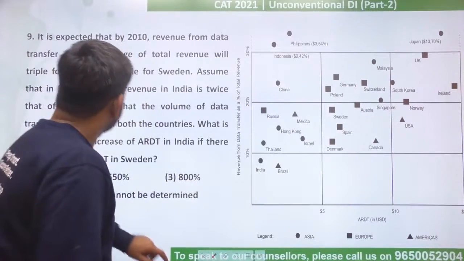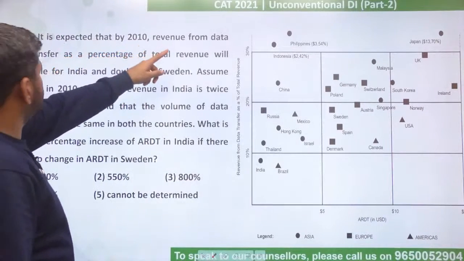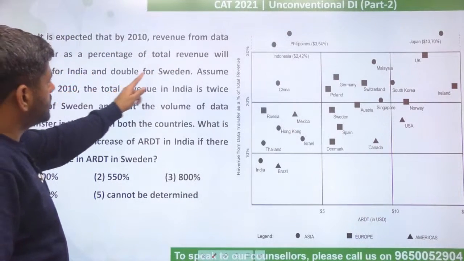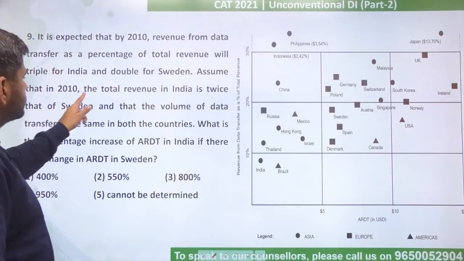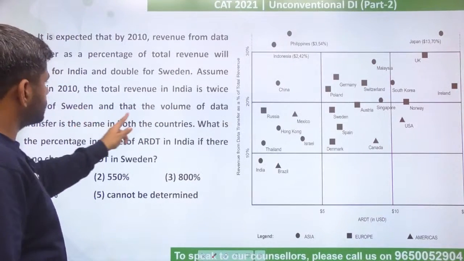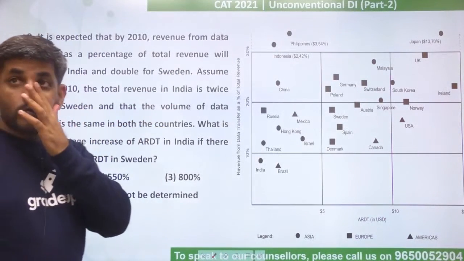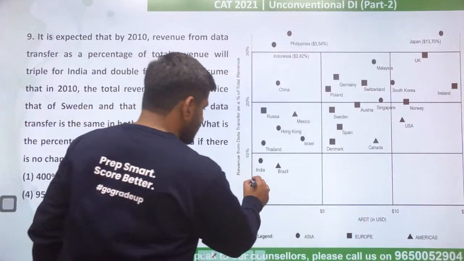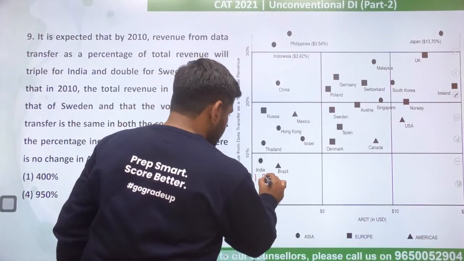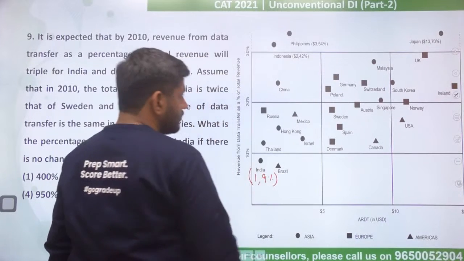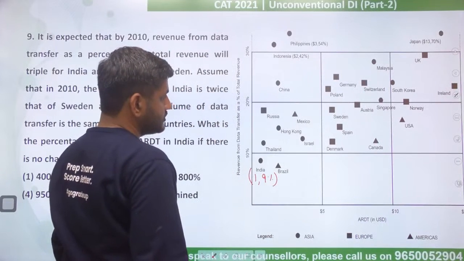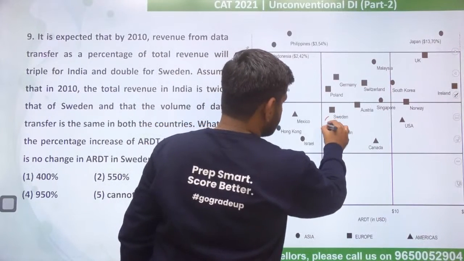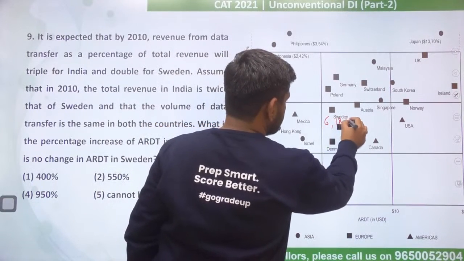He says it is expected that by 2010 revenue from data transfer as a percentage of revenue will triple for India, double for Sweden. Assume in 2010 the total revenue in India is twice that of Sweden. So first of all, I got to know that he is talking about India and Sweden, right? Let's calculate these figures for India and Sweden. $1 and 9%, right? For Sweden, where is Sweden? Here, okay? For Sweden it is $6 and 18%, right?